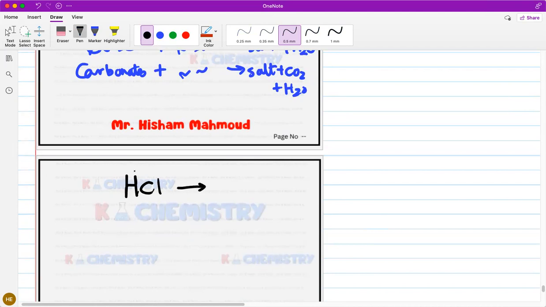You remove the H. This is an acid. It loses a proton, so you remove the H. You have a Cl minus. The salt is getting the metal, that's Na plus Cl, so you get NaCl.